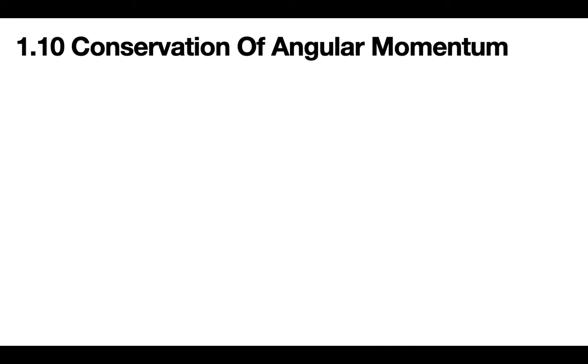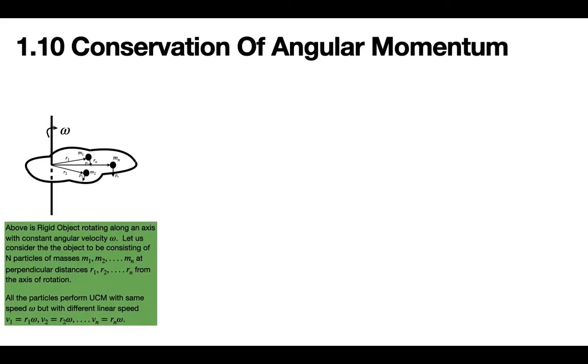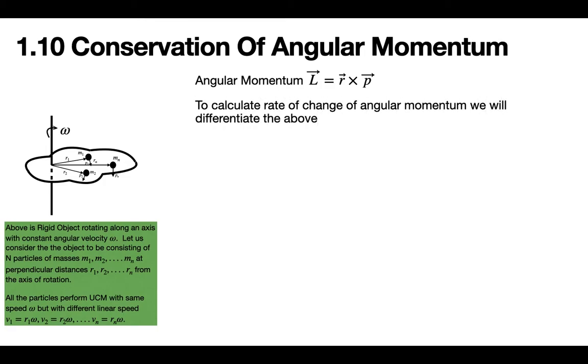Let's look at the conservation of angular momentum, the way there is a conservation of linear momentum. Again, same example. Every object is going under translation with momentum p1, p2, pn, etc. So angular momentum is equal to the linear momentum multiplied by the distance from the axis of rotation.